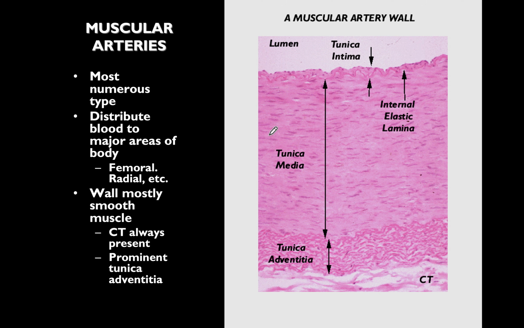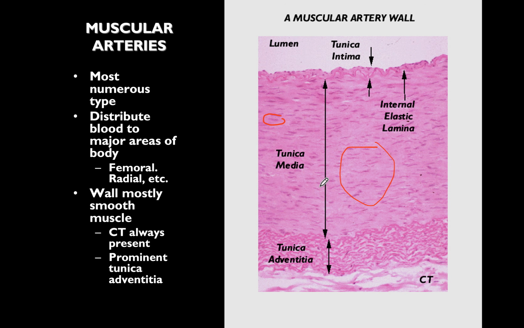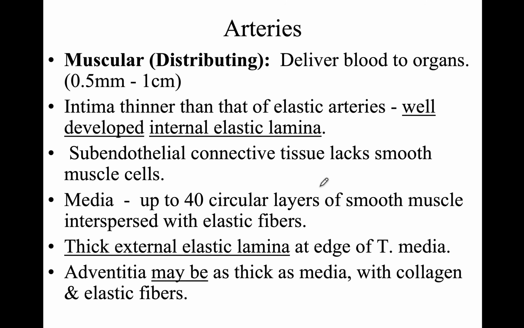The wall contains smooth muscle. All of these structures here are small smooth muscle cells. Again, it consists of tunica intima, media, and adventitia. As I said, these muscular distributing arteries deliver blood to the organs. The intima, thinner than that of the elastic arteries, will develop an internal elastic lamina, which limits the tunica intima from the tunica media.